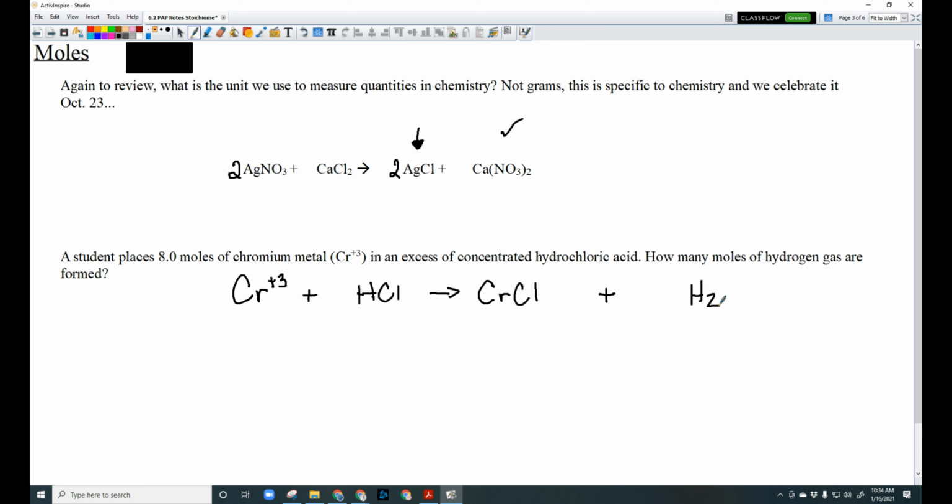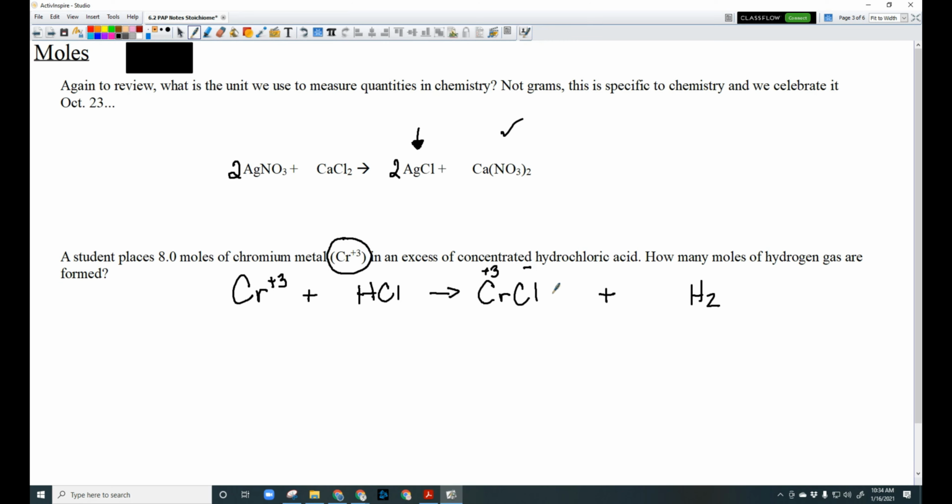Now remember, hydrogen is kicked out as just the H, but it's a diatomic element, so we have to put that 2 there. All right, so now we need to make sure that this is a proper formula. We need to check our charges. Here we're told that it's chromium plus 3, and chromium is a transition metal, so it has to tell us the charge of chromium. There's no way to look at the periodic table and figure that out. So we have chromium that's plus 3.